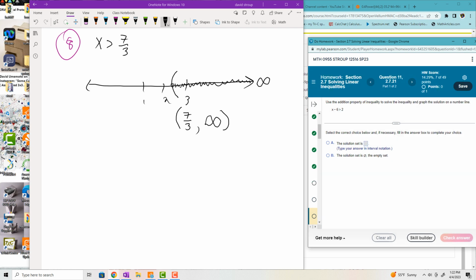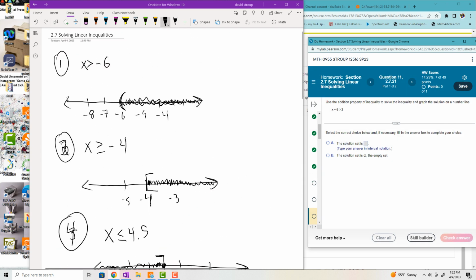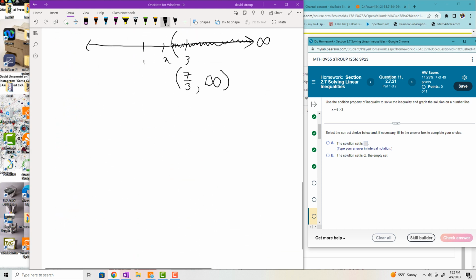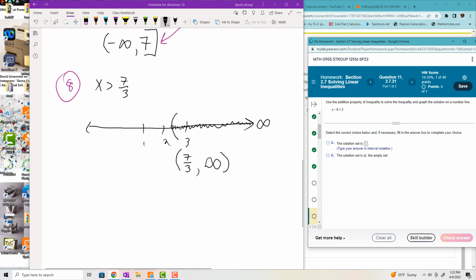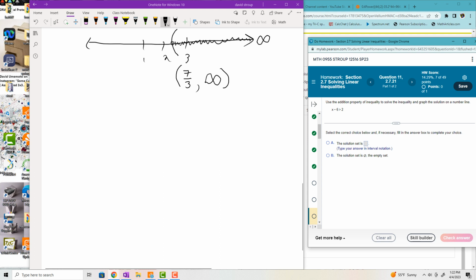Okay, so now finally after we get through this, we're into kind of the objective for this section. We want to solve what are called linear inequalities. It's very similar to solving equations. You're going to use the same properties to solve these, with one small exception we'll see along the way. All right, so problem 11, x minus 6 greater than 2.